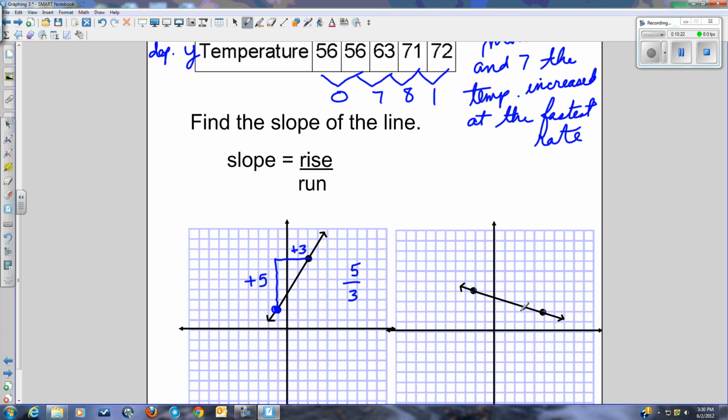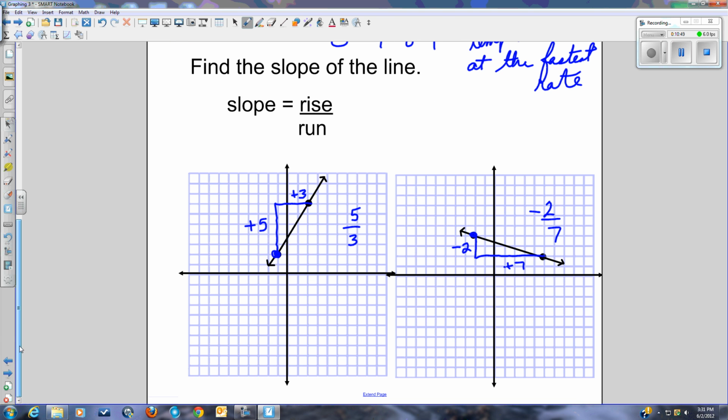Let's look at the next one. To get from one point to the other, so if we start with this point, looks like we have to go down 2, so that would be a negative 2. And we move right 1, 2, 3, 4, 5, 6, 7, and that's positive since we're moving to the right. So we have a slope of negative 2 over 7. So let's move on to the next page.